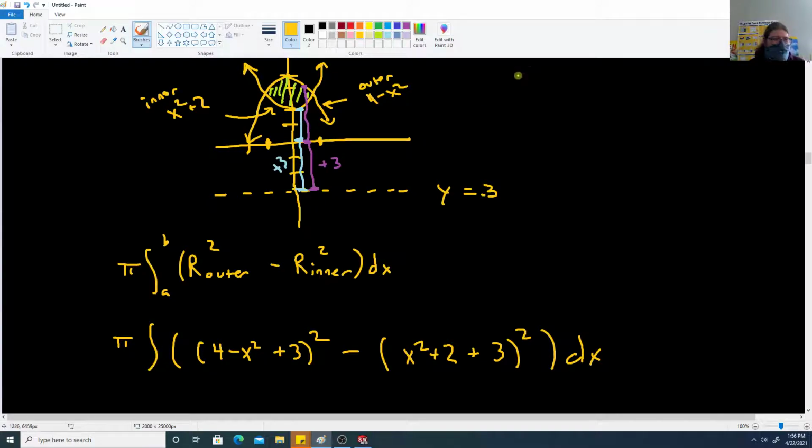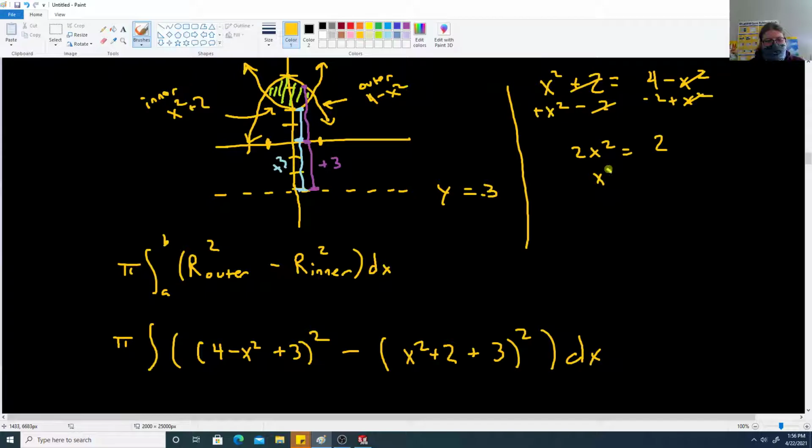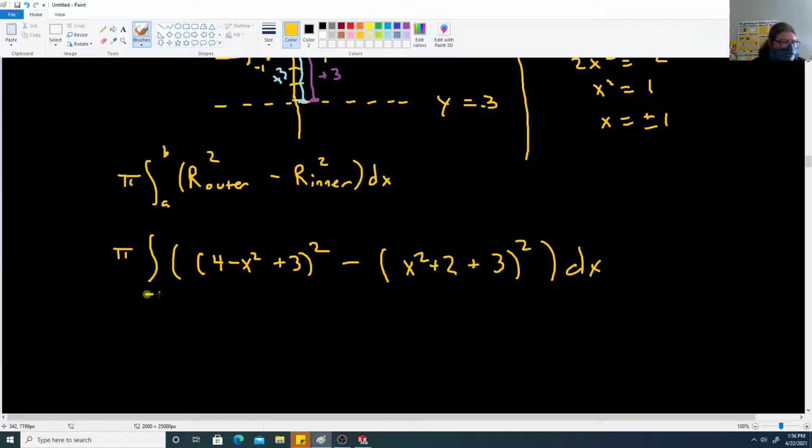To figure out my limits now, I'm going to say where is x squared plus 2 equal to 4 minus x squared? Where does that happen? So I'll add my x squareds across. I'll subtract my 2 across. I'll get 2x squared equals 2, which says x squared is 1, which says x is plus or minus 1. So this occurs at x equals negative 1. That one stops at x equals positive 1. So we're going to be integrating this from negative 1 up to positive 1.